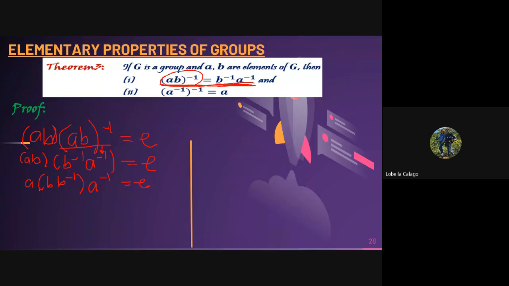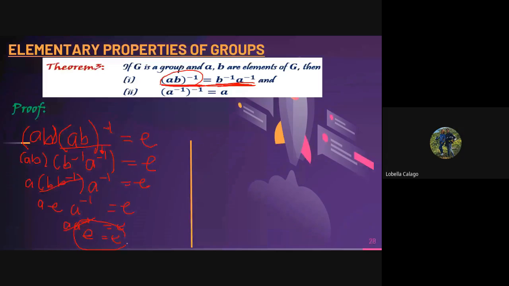Since B inverse is under G and it's a group, it has an identity element E. Now, we saw that the B inverse minus A inverse we used is equal to E.